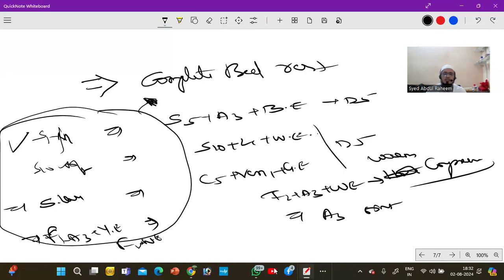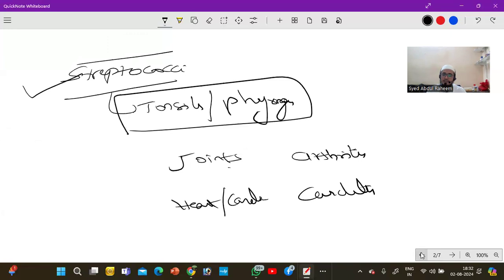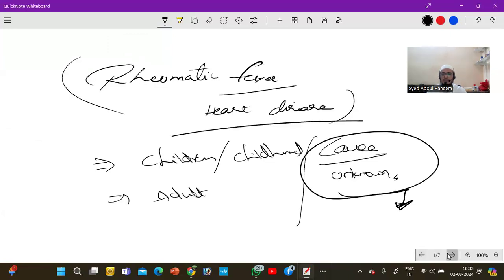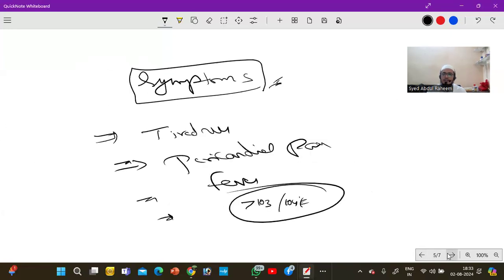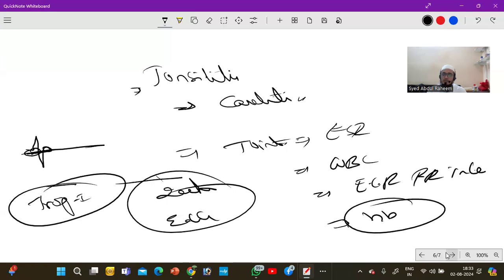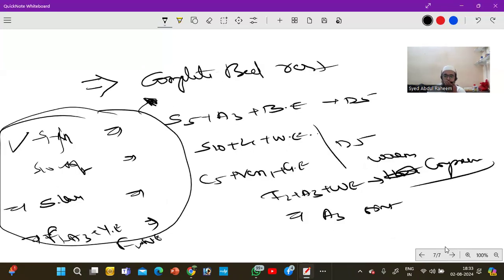So these are the things we have to remember about rheumatic heart disease: how this occurs, what the symptoms are, what the reasons are, what tests we have to do, and what treatment we have to give. So this is all about rheumatic heart disease. Tomorrow, or in the next class, we will discuss another topic. Okay, any doubts, kindly ask.